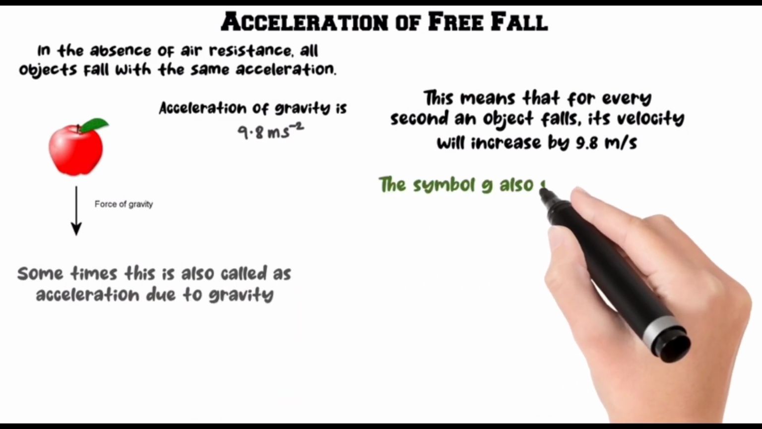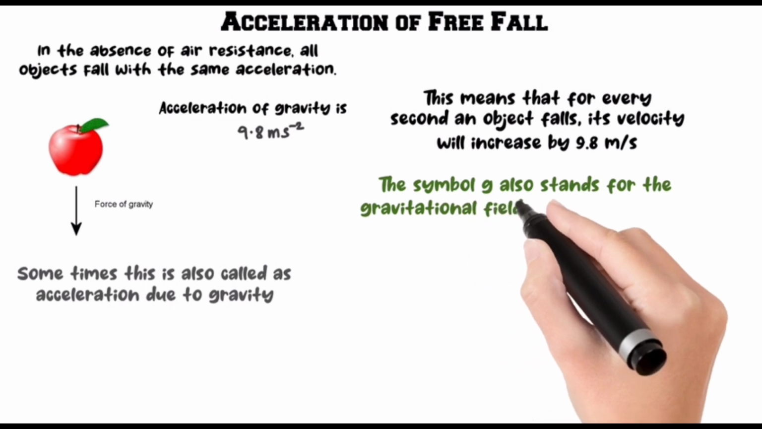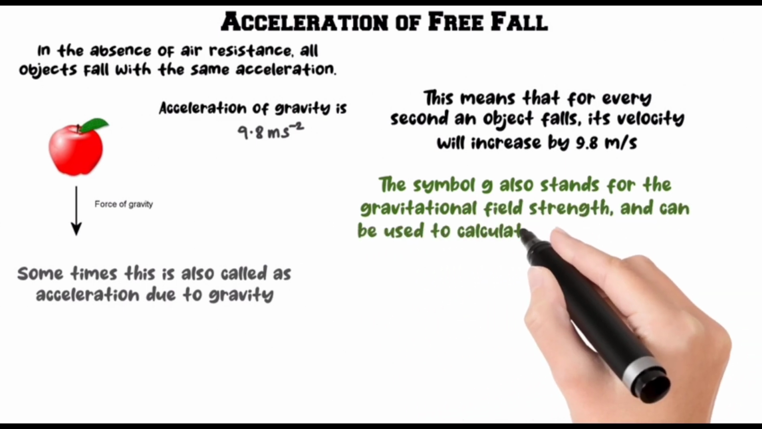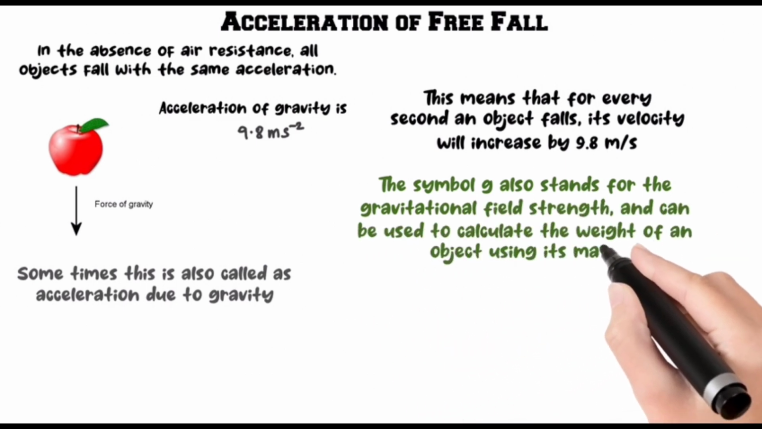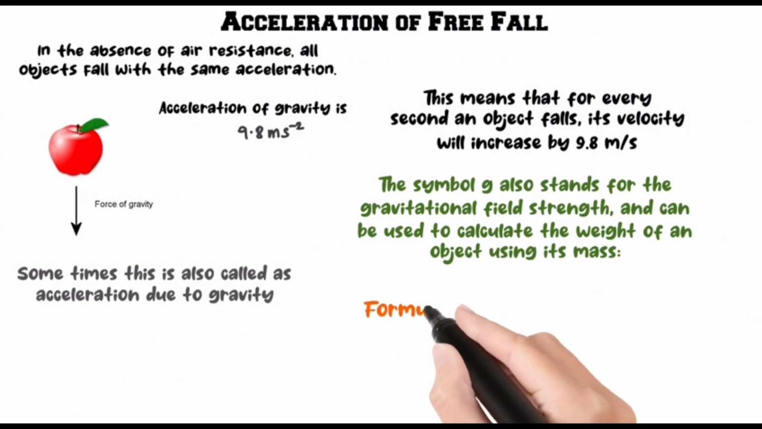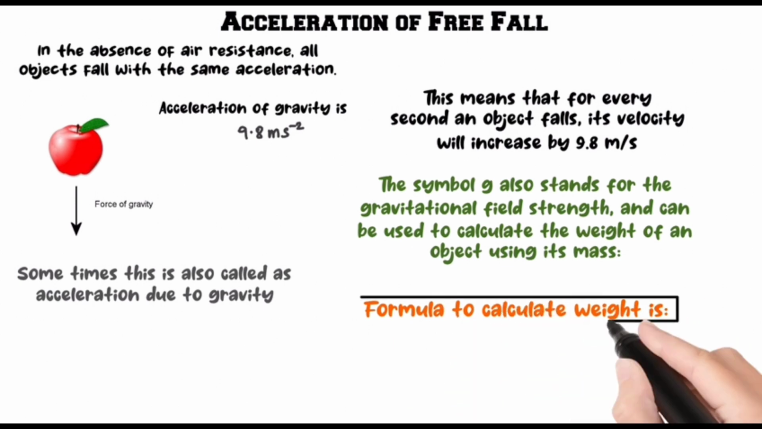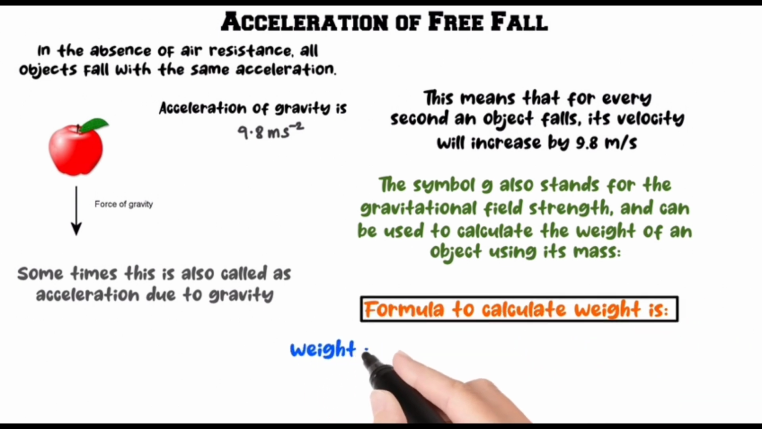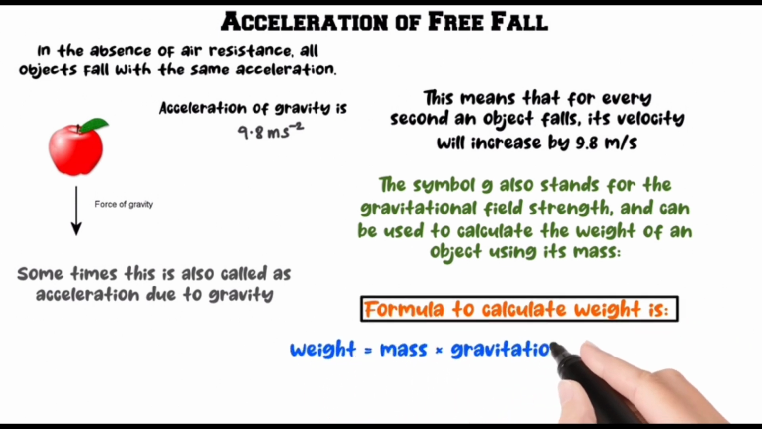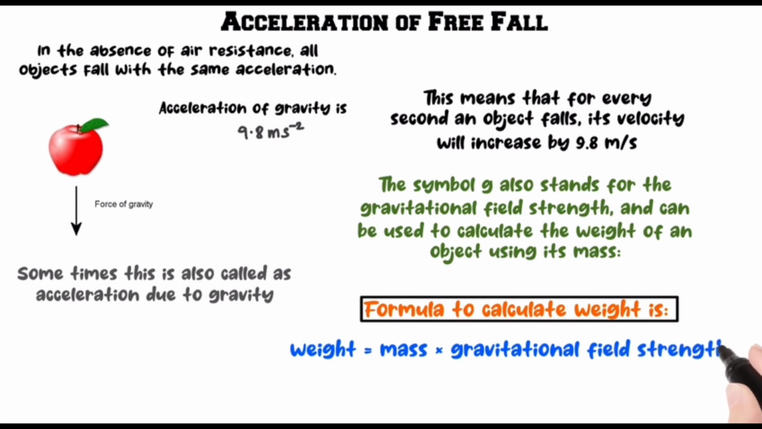The symbol g stands for the gravitational field strength and can be used to calculate the weight of an object using its mass. The formula to calculate weight is written as: weight is equal to mass multiplied by gravitational field strength. So W is equal to mg.